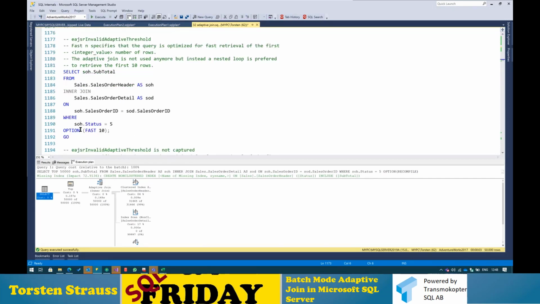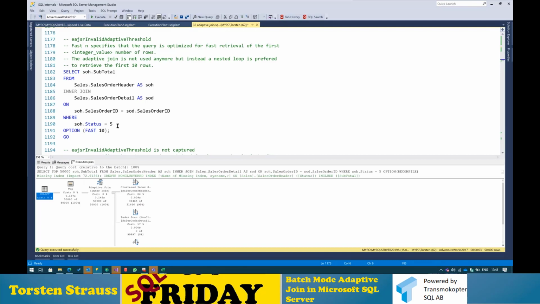Wonderful. Same for option fast one. You know that this is a hint to make sure that you get the first 10 rows as fast as possible, which makes sense when you have, I don't know, an application with something like pagination in place and you only want to see the first 10 rows as fast as possible. And then once the first 10 rows are presented to the application, all the remaining records will be sent.